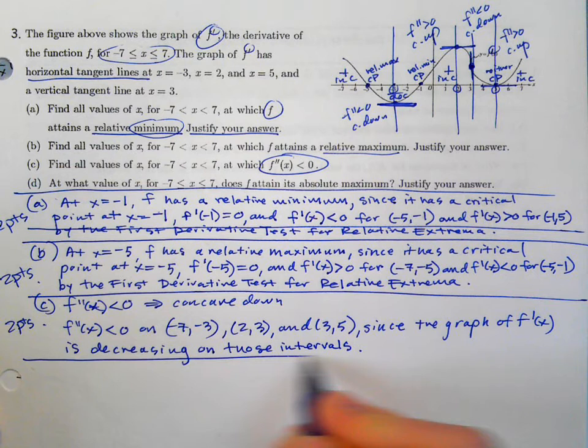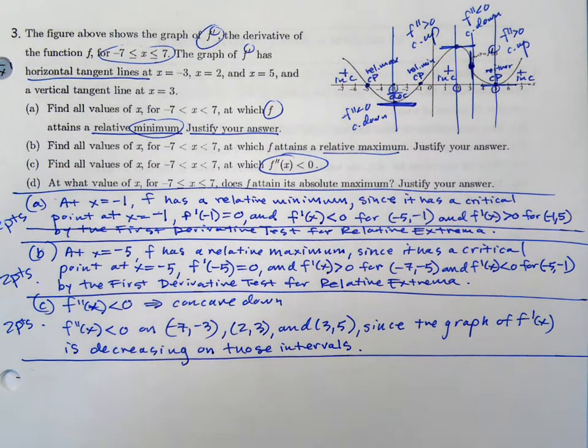Don't say second derivative test. This has nothing to do with the second derivative test. This is second derivative. It's concavity. The second derivative test is for identifying relative maxes and mins, which is not what we're trying to do here.